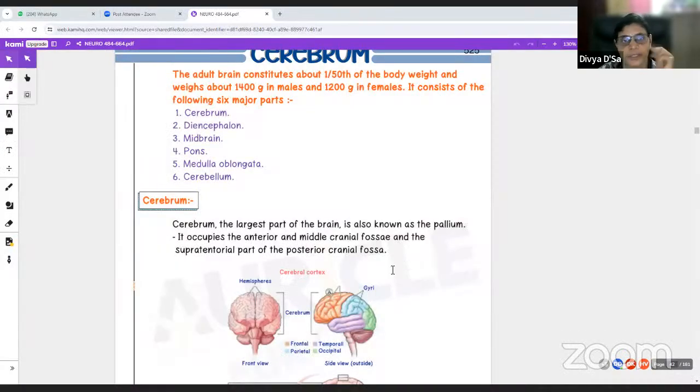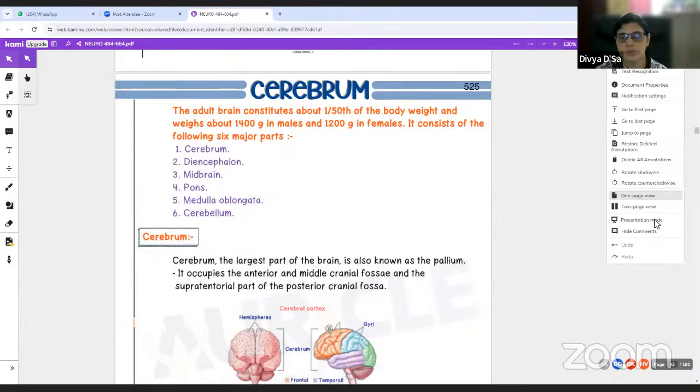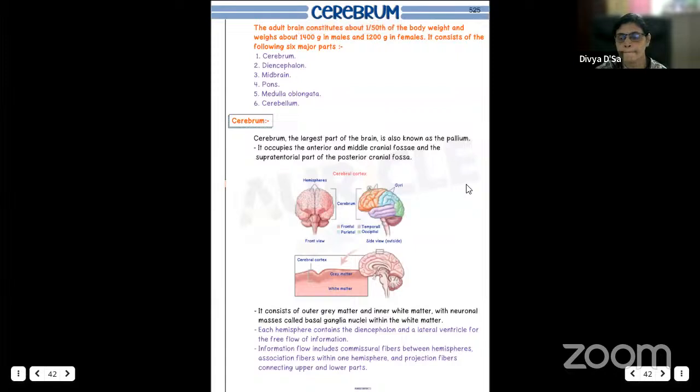So today we'll be covering the cerebrum. So the cerebrum, as we all know, it is the adult. Let me try to put it in a presentation. Right. So I'll just write. Okay.